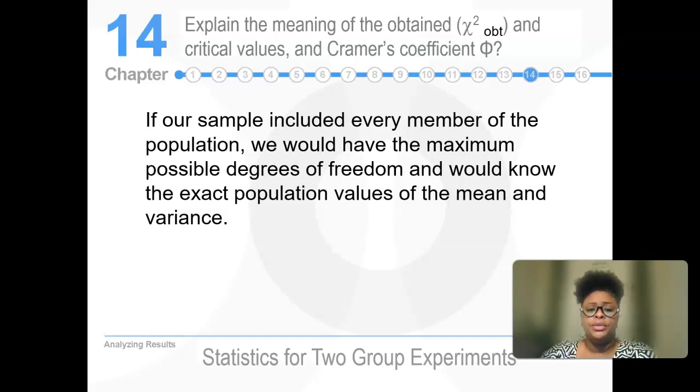So if we're looking at the sample size, if every member was a part of the experiment, we would have the maximum possible degrees of freedom, and we would know that the exact population values of the mean and variance would be evident.